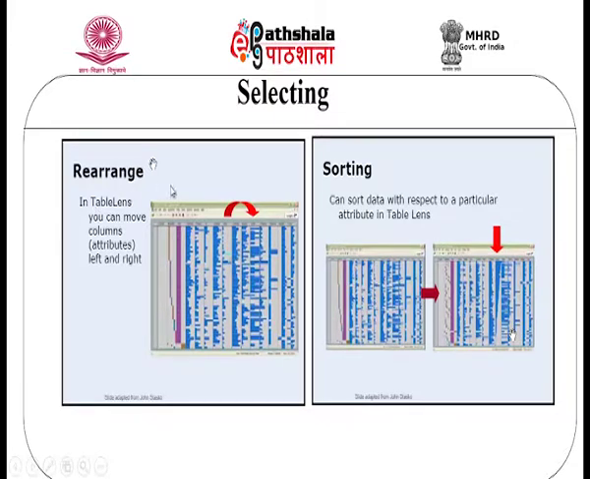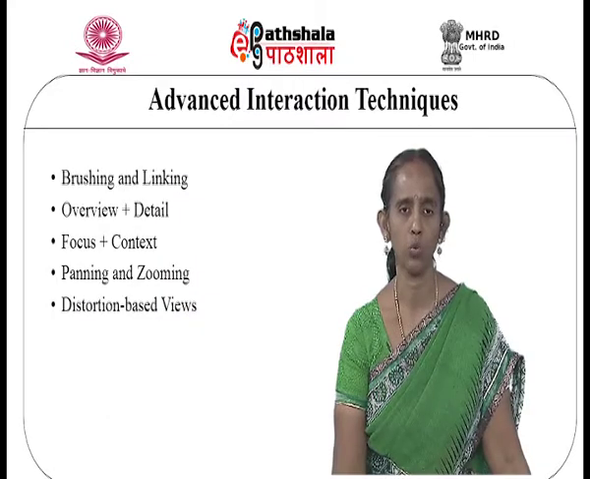Next is the rearranging process. This is an example screen given by a particular visualization tool called Table Lens. In this Table Lens, it is possible for the end user to move the columns or attributes from left to right or right to left, so that the user can perform some kind of comparison over the data set. It is also possible for the end user to sort the data with respect to a particular attribute in the Table Lens. The user can select a particular column and ask the tool to sort the data present in that column, so that the user can look and infer certain interesting patterns out of it.